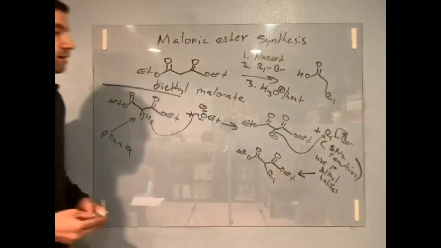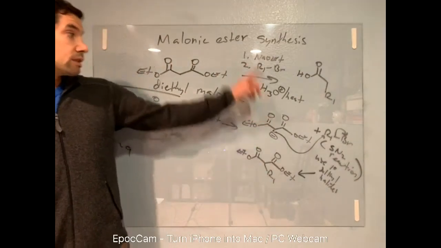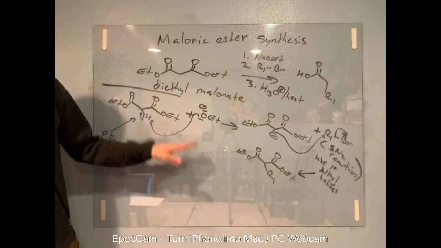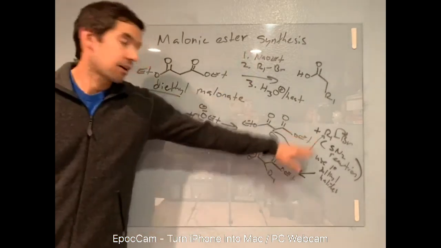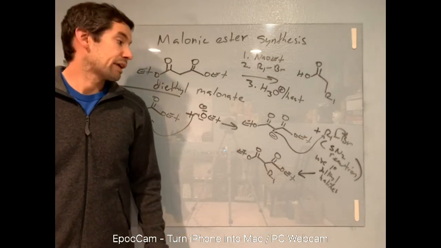Okay, we've added our R1 group in there, right? We've added our alkyl group in there, okay? So we've done the first 2 steps. So we made our enolate then attacked our alkyl halide. Generally, this alkyl halide is going to be what? They're going to be our primary alkyl halides.